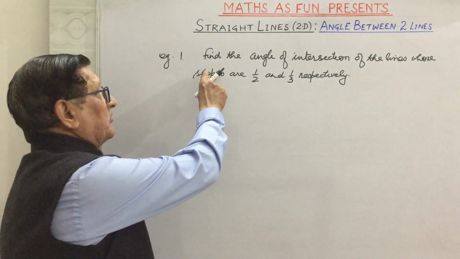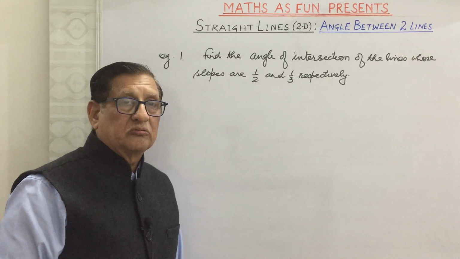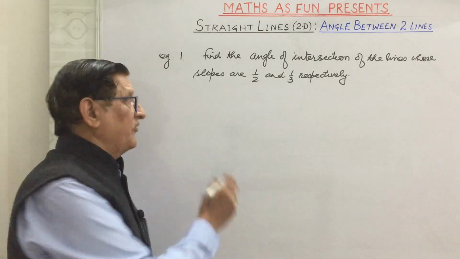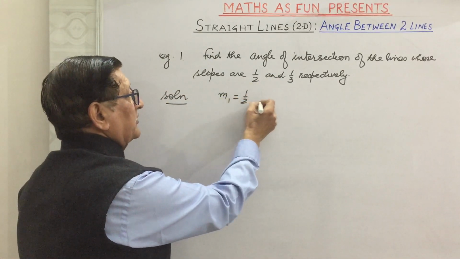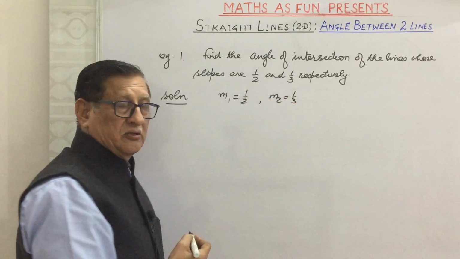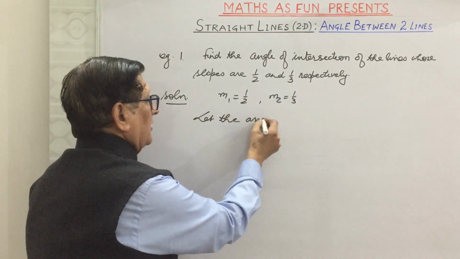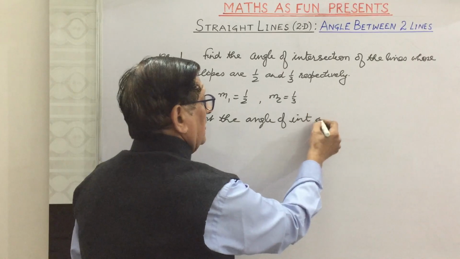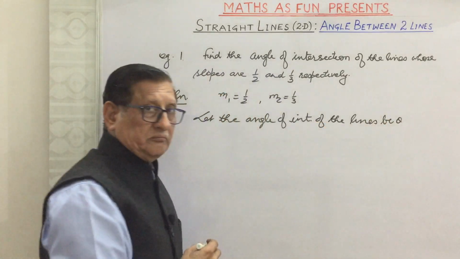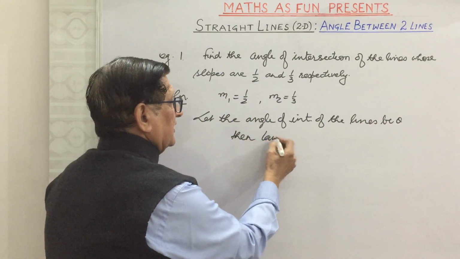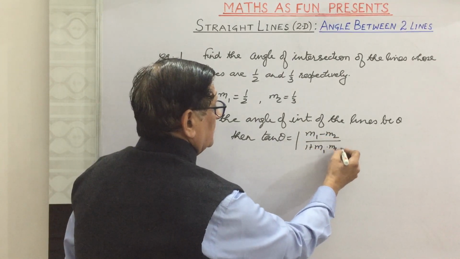See here now, the first problem is find the angle of intersection of the lines whose slopes are 1 upon 2 and 1 upon 3 respectively. We find here that the slopes m1 is equal to 1 by 2 and m2 is equal to 1 by 3. Suppose the angle of intersection is theta. Let the angle of intersection of the lines be theta. Then tan theta is equal to (m1 minus m2) upon (1 plus m1 into m2).